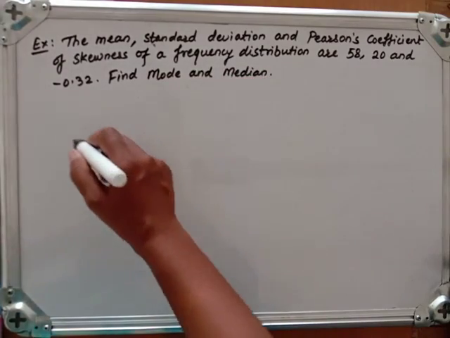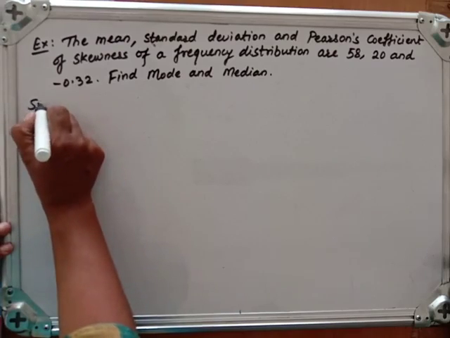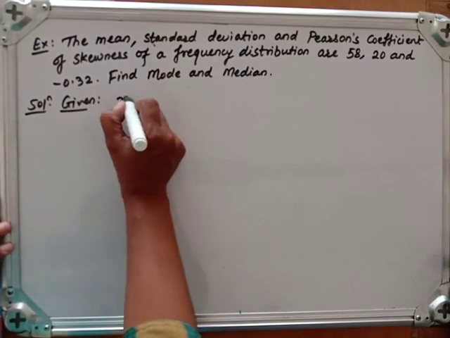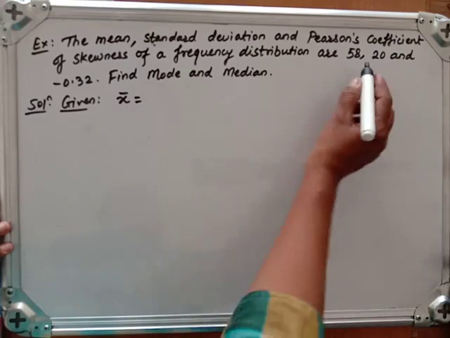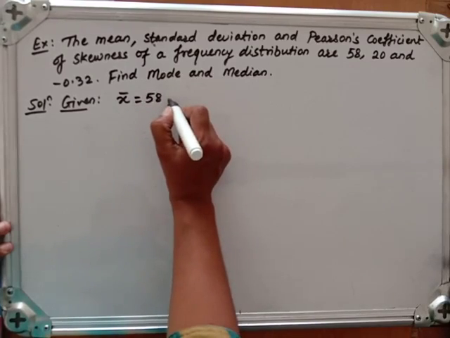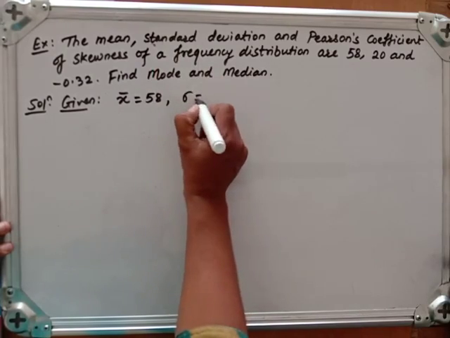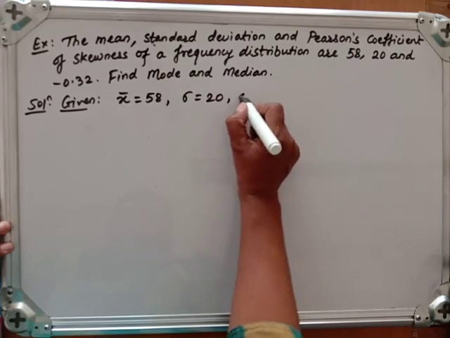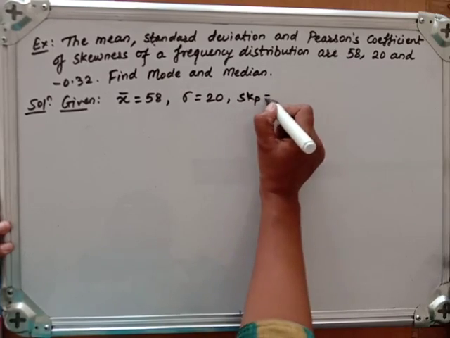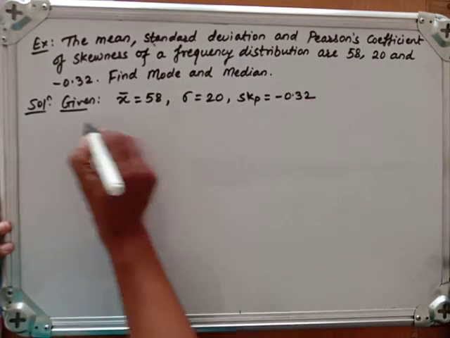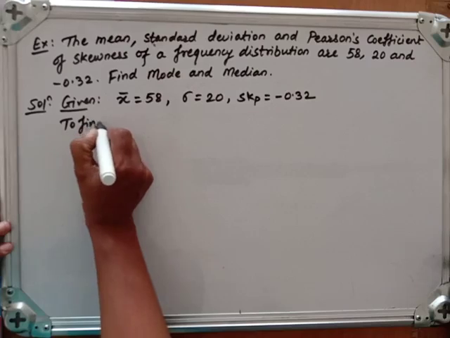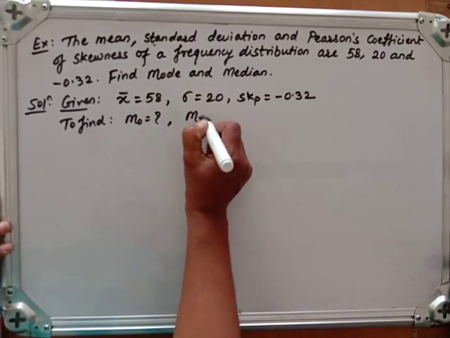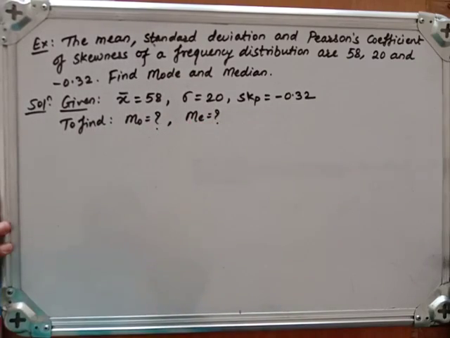Now, solution. What is given to us? Let us see the given things first. We have x bar, that is 58. Next, standard deviation, that is sigma, is 20. And the next one, Pearson's coefficient of skewness, SKP, is minus 0.32. What we have to find: mode and median. These things we have to determine.